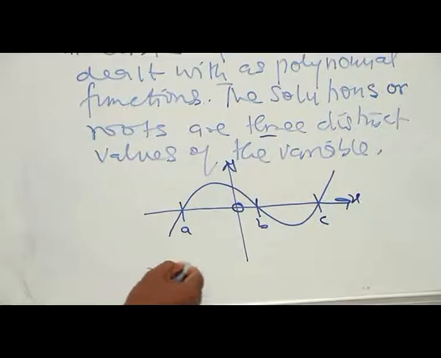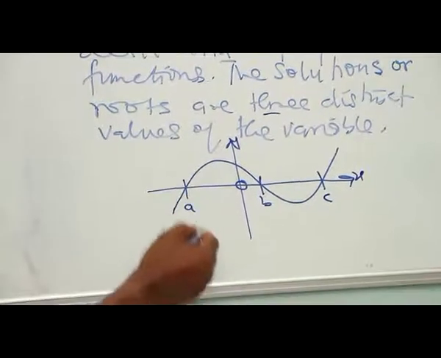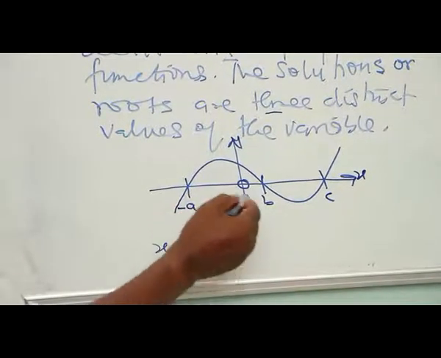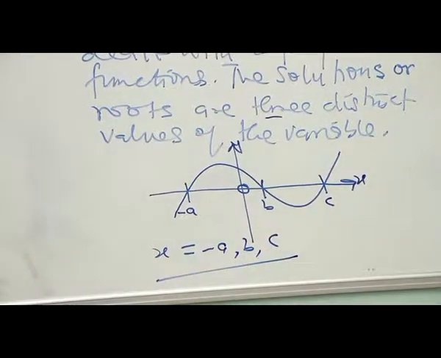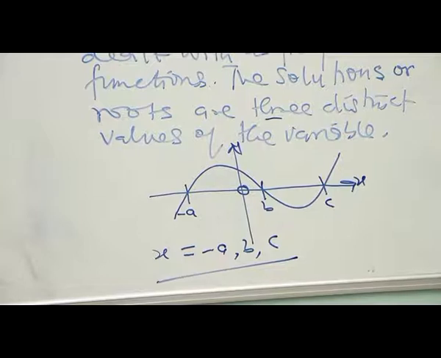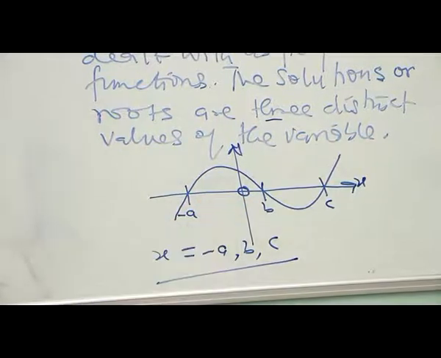So we can answer x is equal to maybe this one x minus A, and then this one is x minus B, and then this one is x minus C. So this gives you the solution of that cubic function or equation.